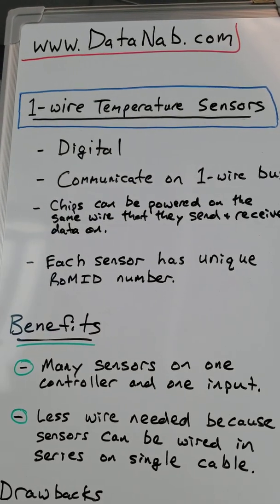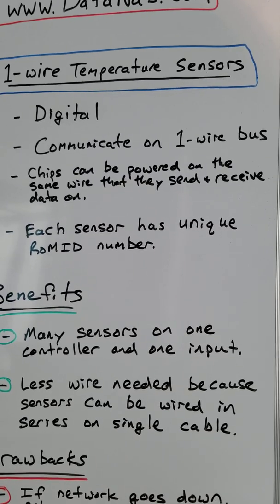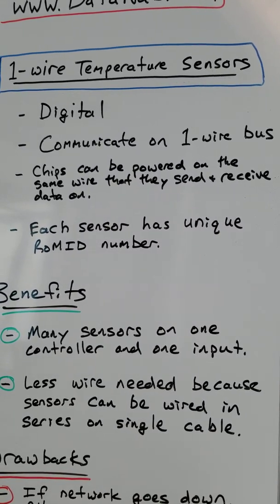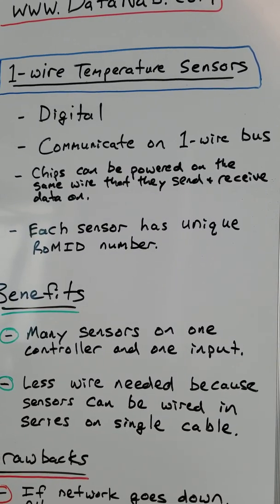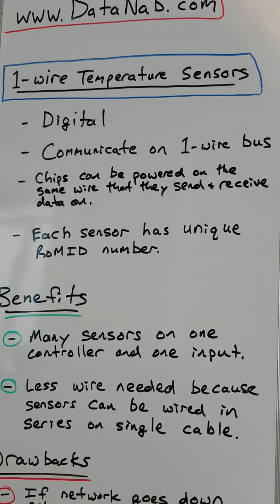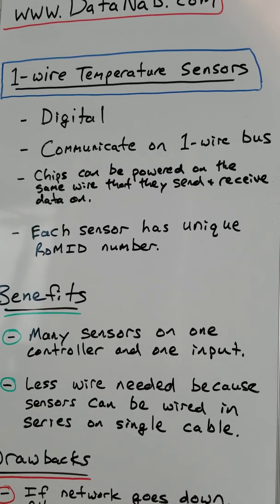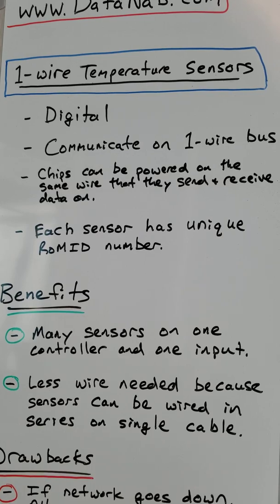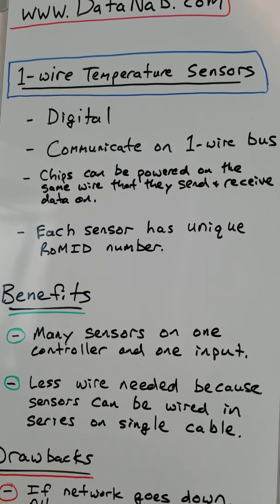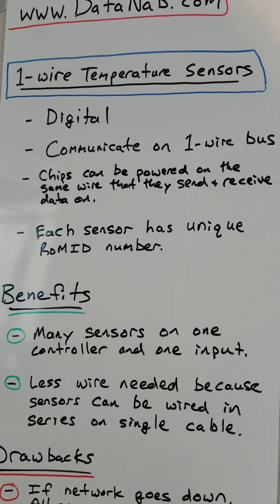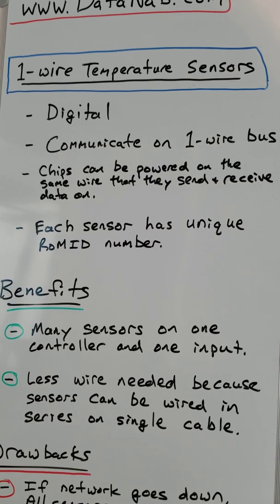Back to what a one-wire temperature sensor is. The chips can be powered on the same wire that they send and receive data on. That's what I mentioned before, and that's why we call it one-wire temperature sensors. This technology was created by Dallas Semiconductor, and Dallas has since been purchased by Maxim Integrated, but it's still the same stuff. Each one-wire sensor or one-wire chip has an identifier number, and they're all unique. They're called ROM IDs. So each sensor has its own ROM ID number.